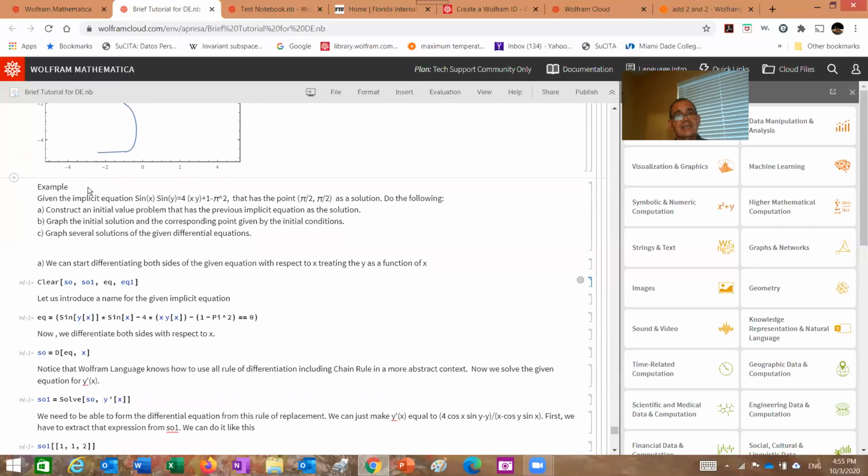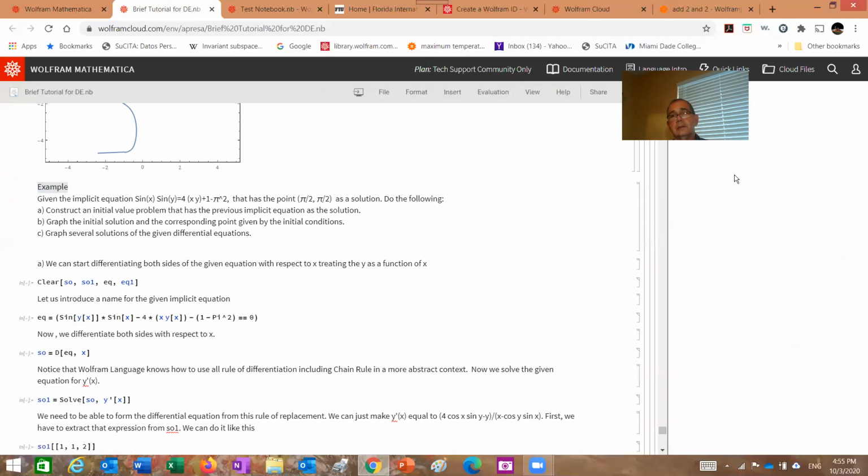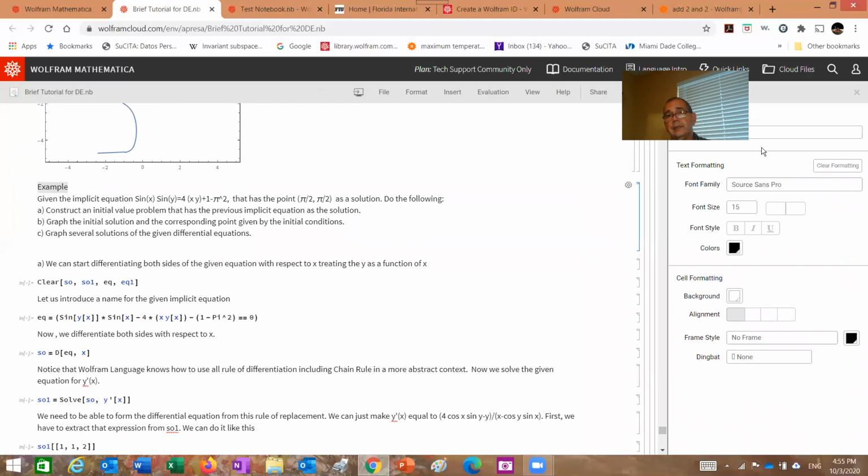Now, this is the last example. The last example, I can change the format of this to make it, for example, I highlight example, I can, this is what?